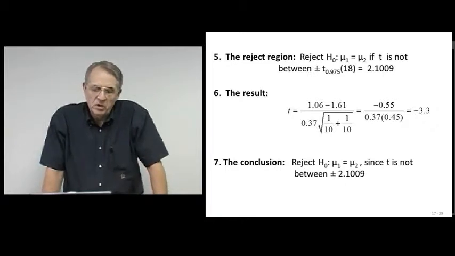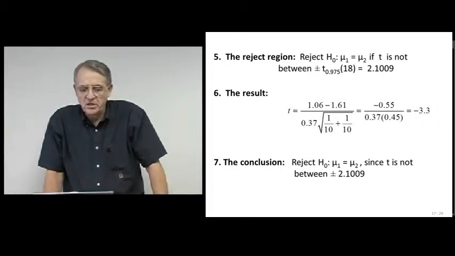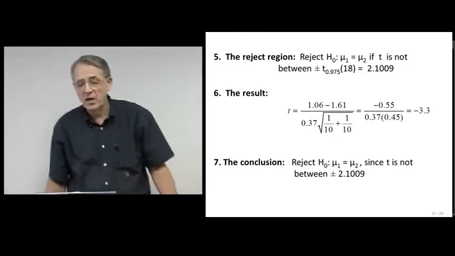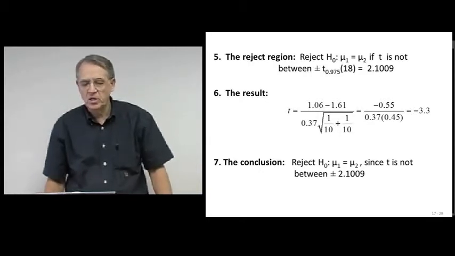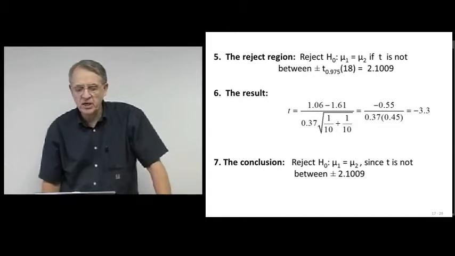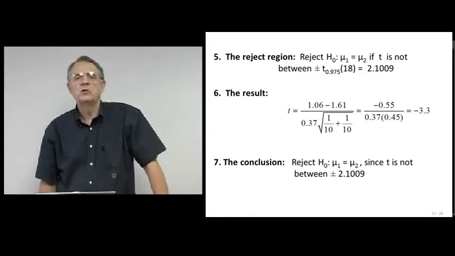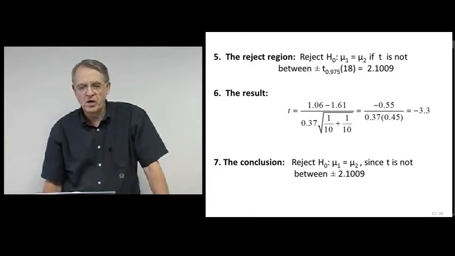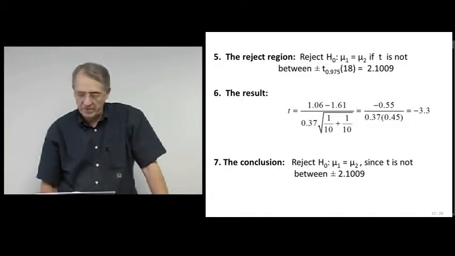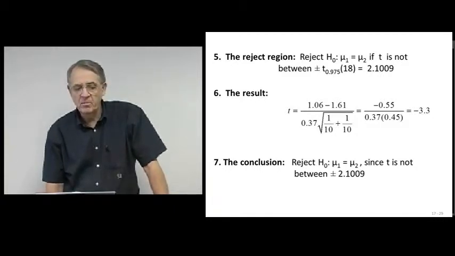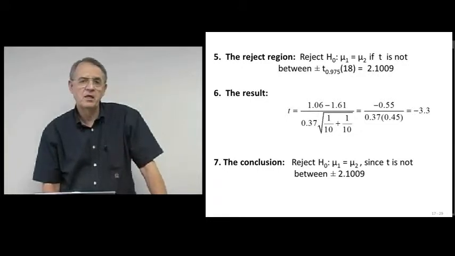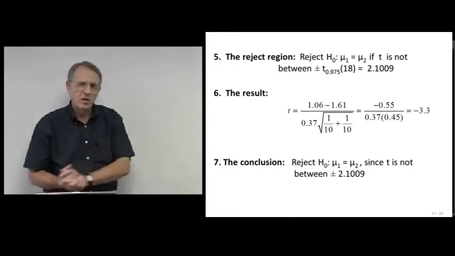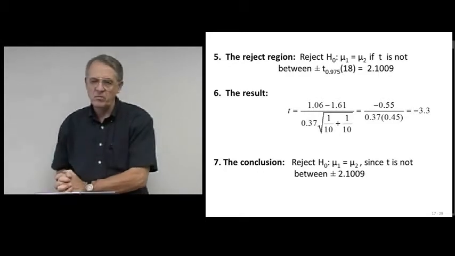So for item 6, we go through the bouncing ball again to get all the calculations done, and we get a value of minus 3.30, and that's clearly not between minus 2.1009 and plus 2.1009. So we're going to reject the null hypothesis. So what's our conclusion? Our conclusion is that we have pretty strong evidence that these two samples came from two populations that do not have the same mean. And we can also look up the p-value for that test.